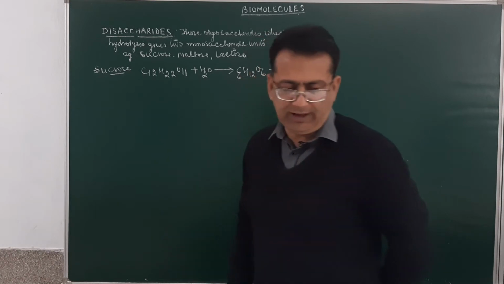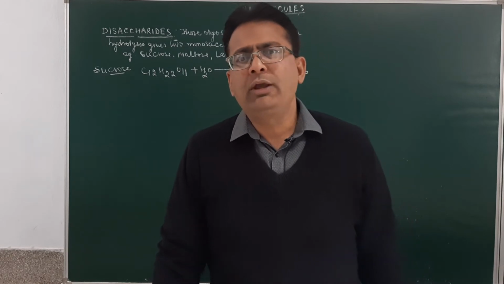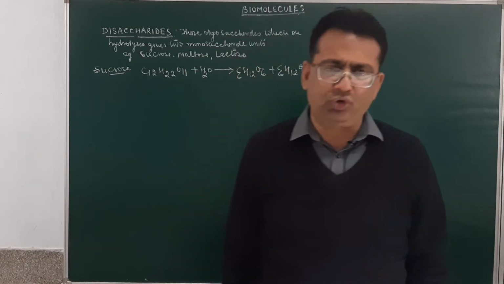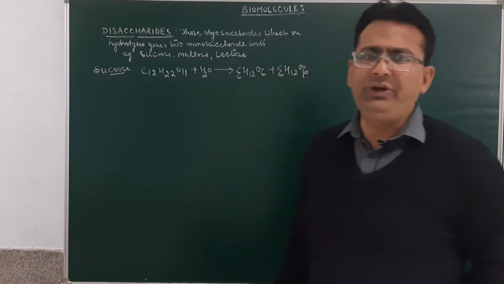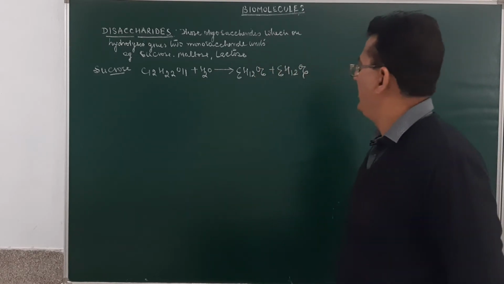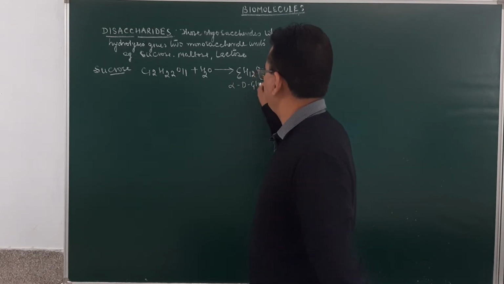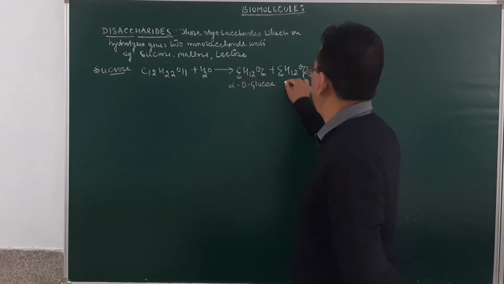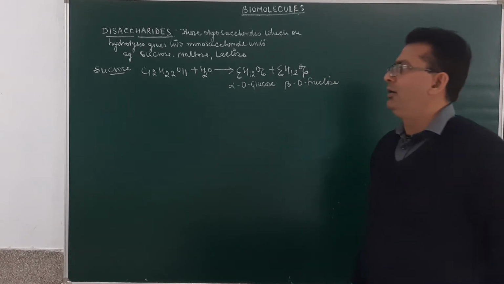But what is the difference between glucose and fructose? As I told you earlier, glucose is an aldose, that is, it contains a CHO group, and fructose is a ketose, that is, it contains a C double bond O group, a ketonic group. Now, the glucose so formed will be alpha-D-glucose, and the fructose formed will be beta-D-fructose. Alpha-D-glucose and beta-D-fructose. Remember, what will be asked in the board? The structure.